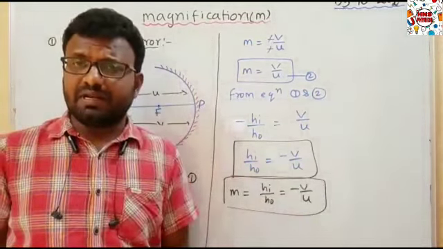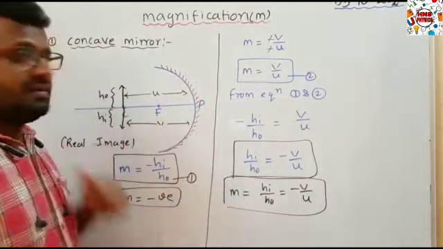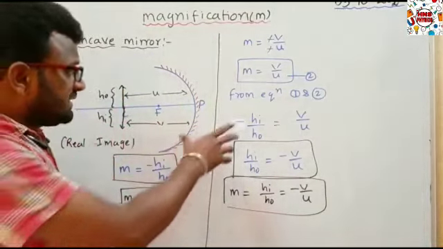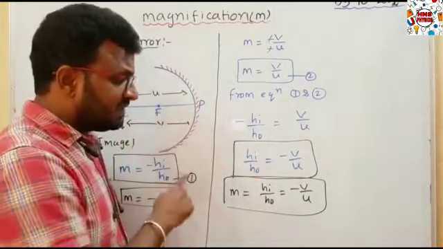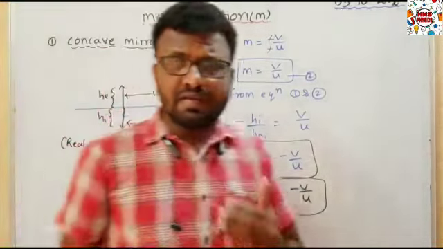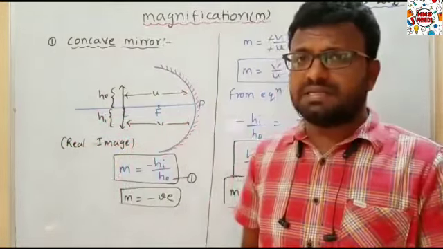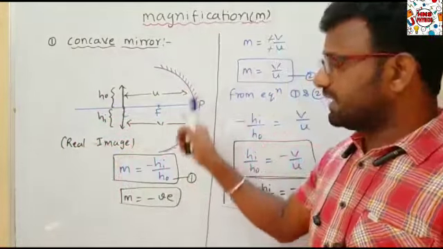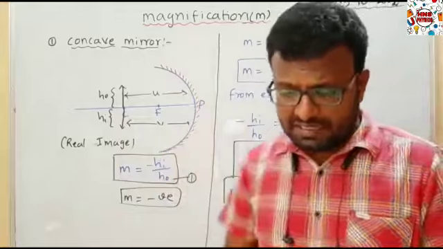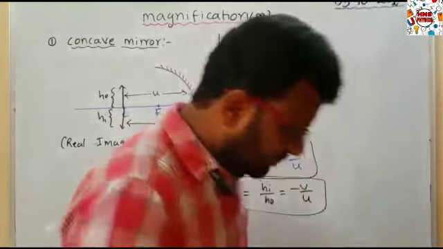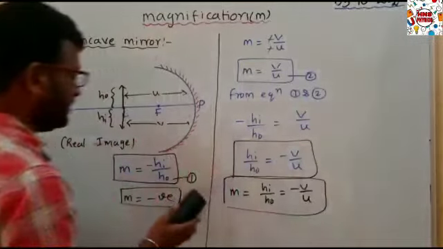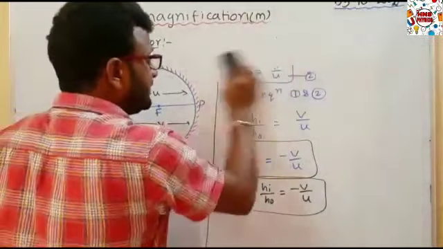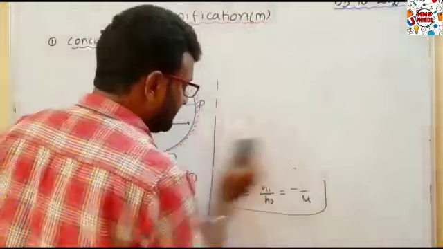So finally, magnification for concave mirror is negative for real image, right? This is the magnification formula for concave mirror. So finally we can say magnification is negative for concave mirror for real image. We'll see here when the object is placed at different positions, how the magnification values come, one by one.